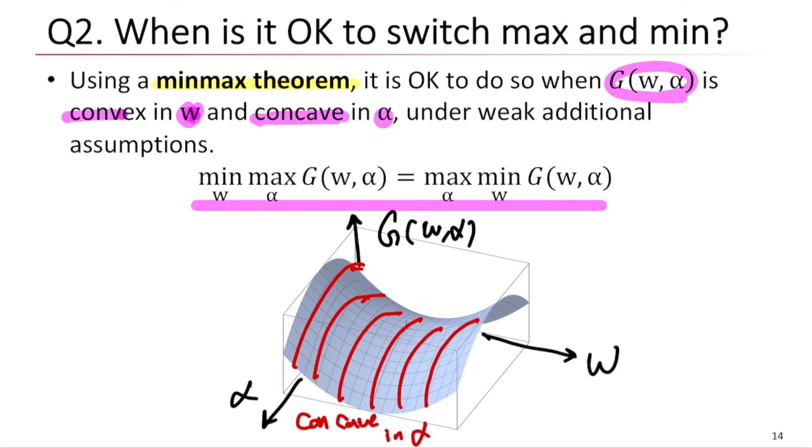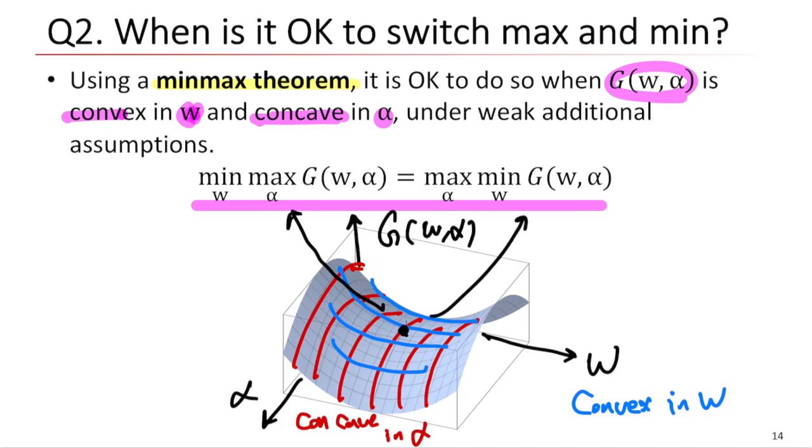What about convex in W? The shape looks like this. Okay. In this case, this is convex in W. Okay. In this case, there is only a single point here that simultaneously satisfies this term and this term. This one, and this one, and this one. So this is called the saddle point.